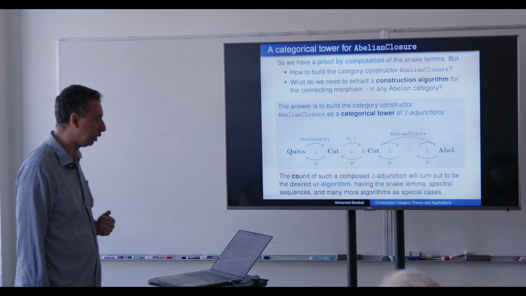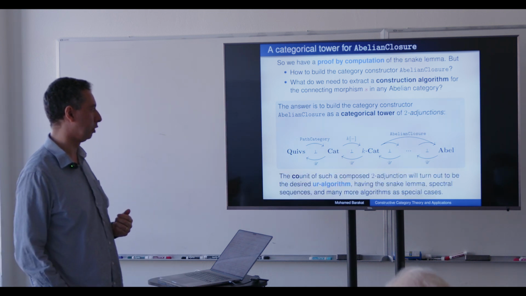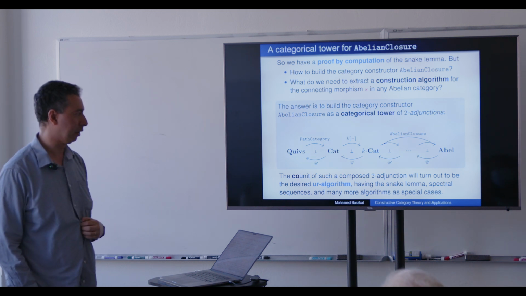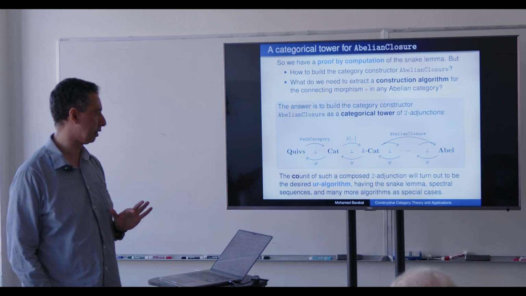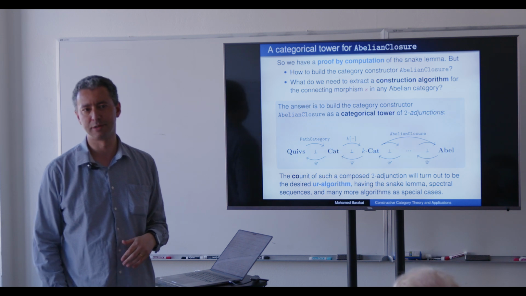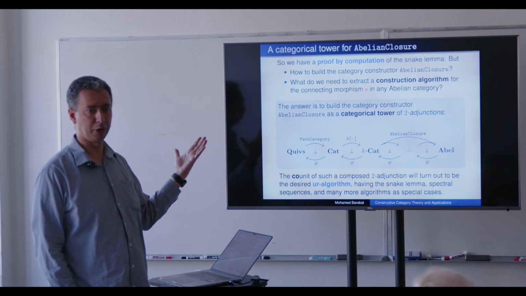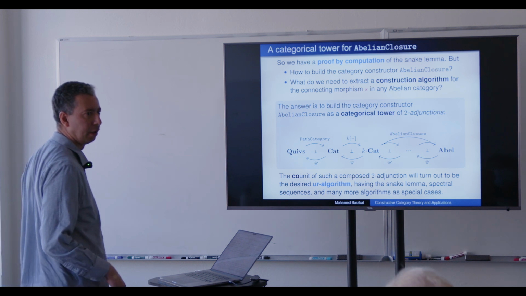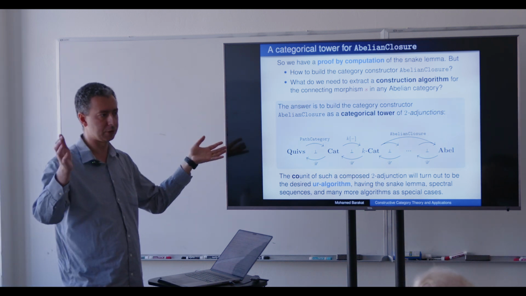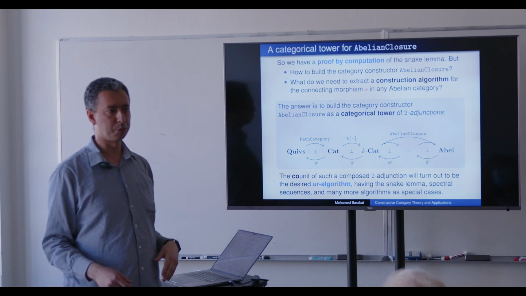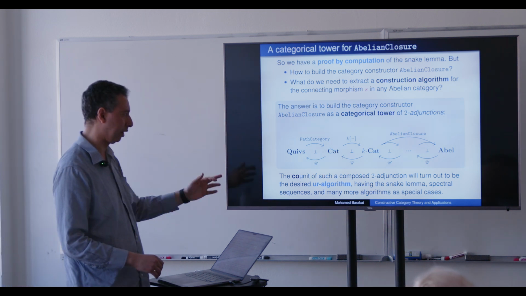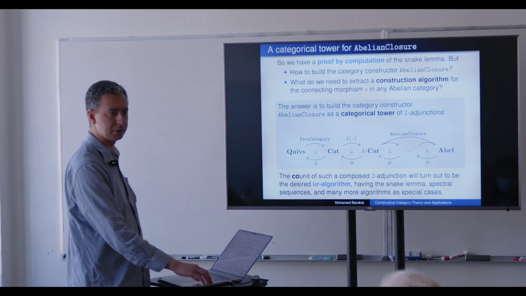The co-unit of such a composed two adjunction will turn out to be the desired UA algorithm, having the snake lemma, spectral sequences, and many more algorithms as special cases. Once you have this in your system, you have all this other stuff as special cases. You just need to instantiate the context, the free constant, and then make a program extraction, and then you will have all these algorithms, less fancy like the snake lemma or fancy like the spectral sequence algorithms.